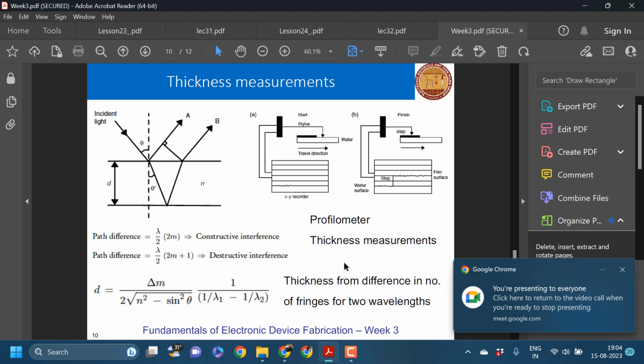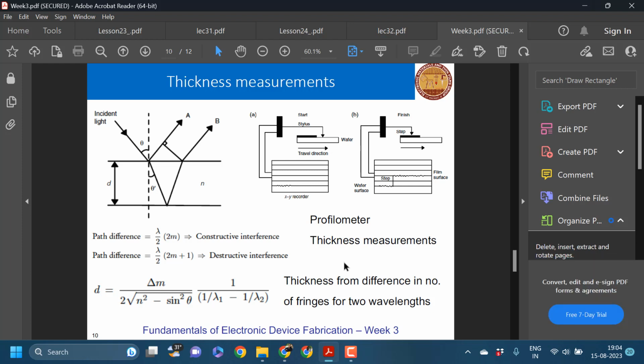Next, we have spectrophotometer. Spectrophotometer also uses constructive and destructive interference in order to form fringes like the ones we have in XRD. And based on this, we will be able to get the thickness.